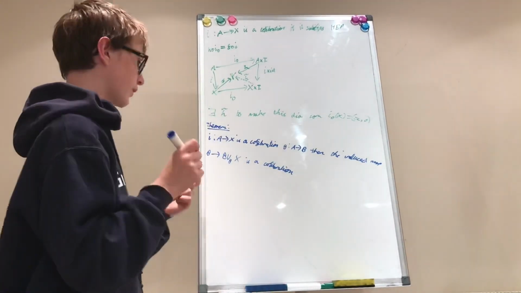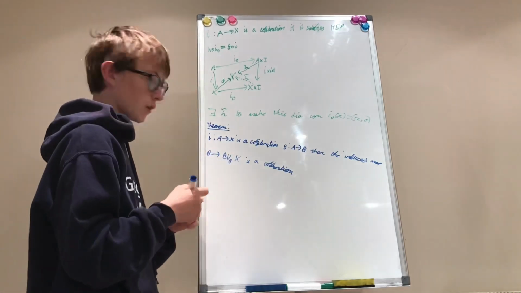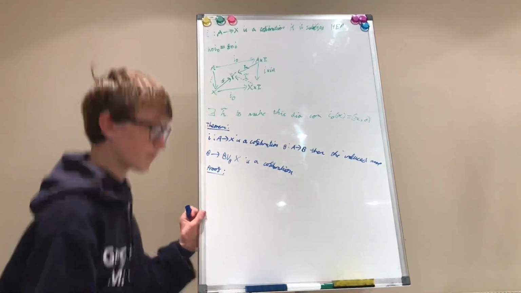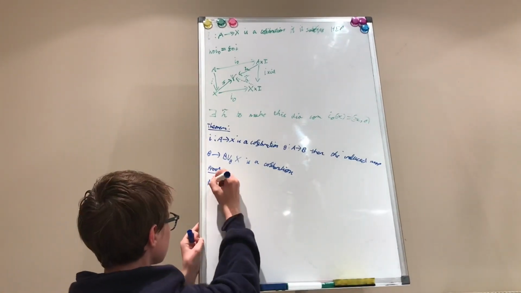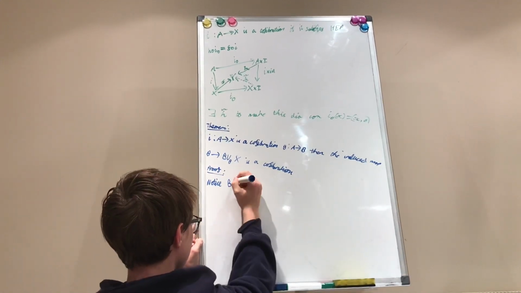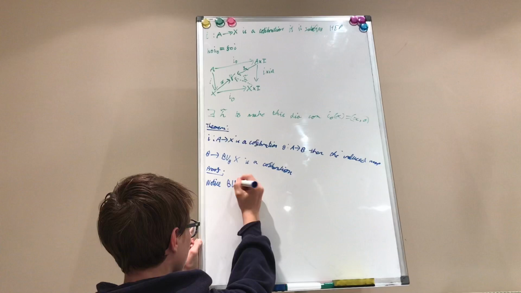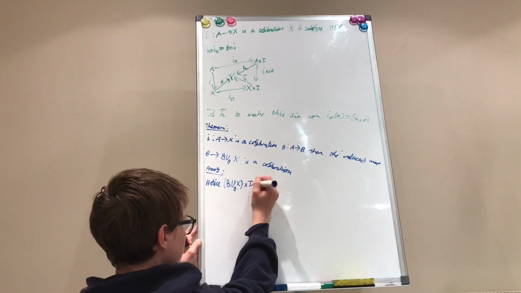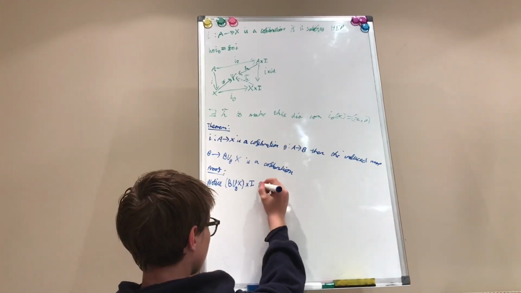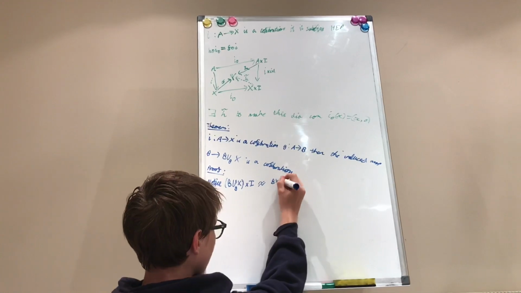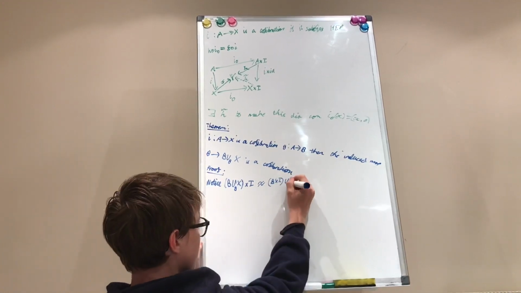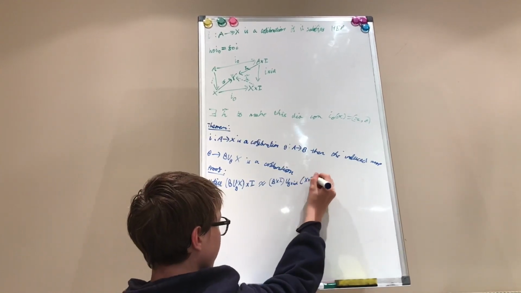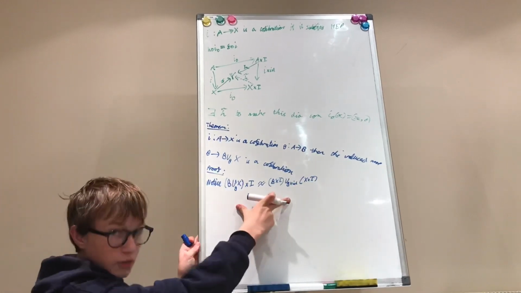And for the proof, it is vital to notice the following. Notice that B pushed out with this map G, and then you do that cross I, is isomorphic to B cross I pushed out via G cross the identity to X cross I. These two are isomorphic.